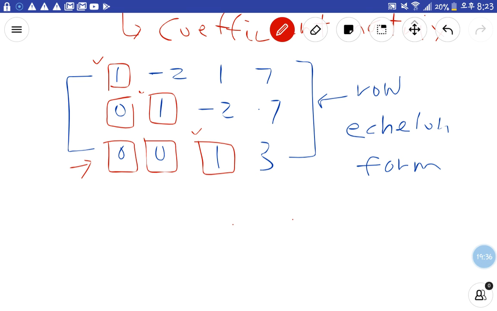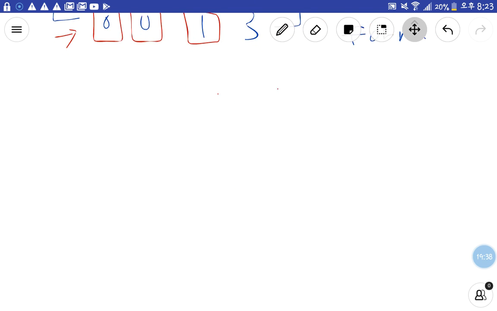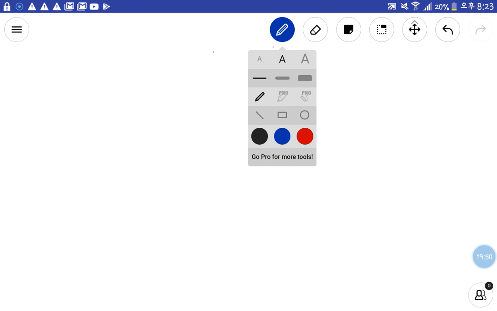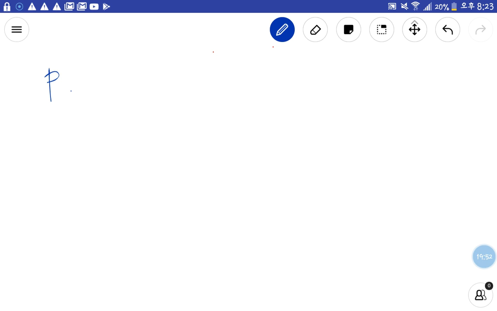Now I'm going to use example 4 to show you how we solve the system, not using the system anymore, but using the matrix instead. Okay, so please go to page 548.